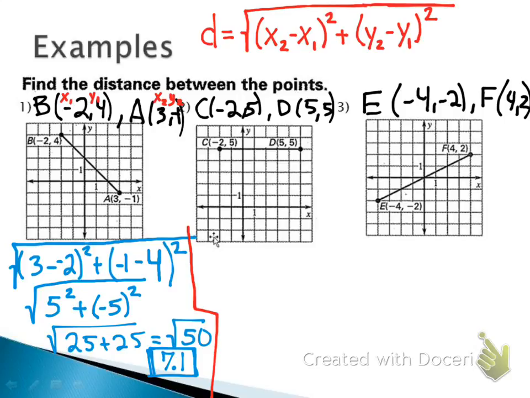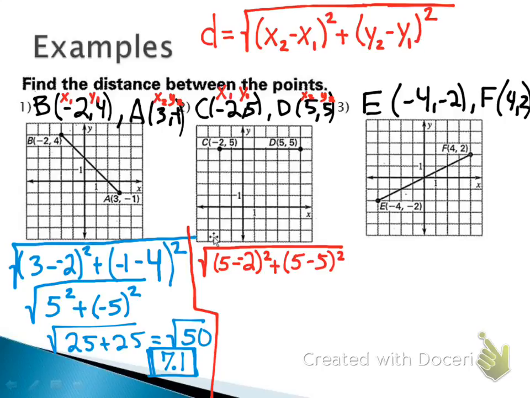All right, let's start on that second one. So I will have a big square root. I'm going to label these x1, y1, and oops, x2, y2. So what is my x2? 5 minus, what's my x1? Okay, so I have 5 minus -2 squared plus, what is my y2? What is my y1? Squared.